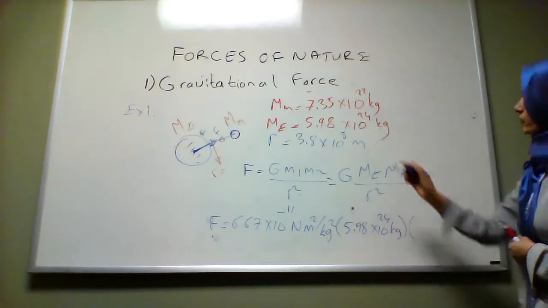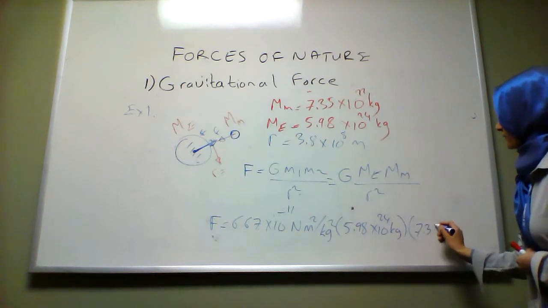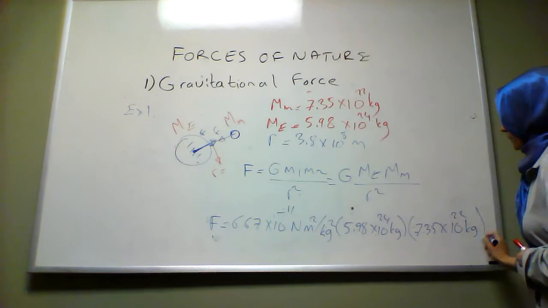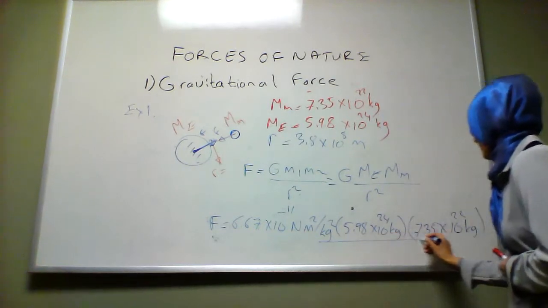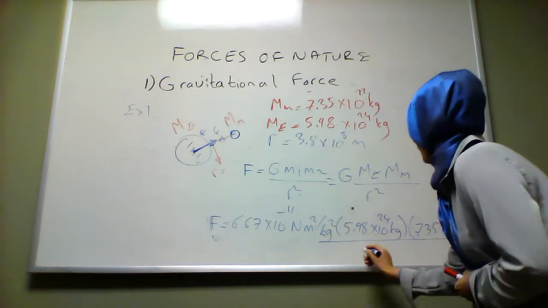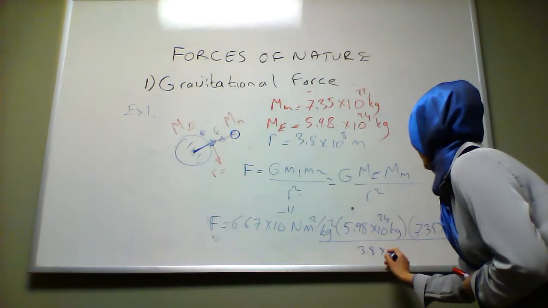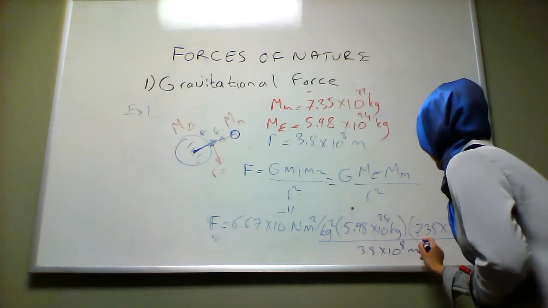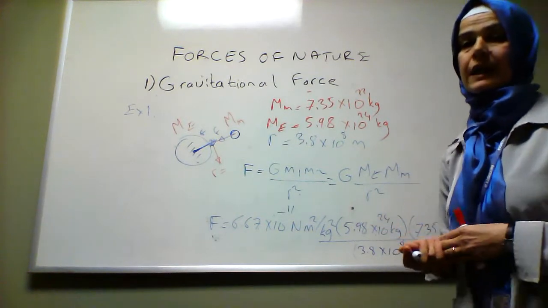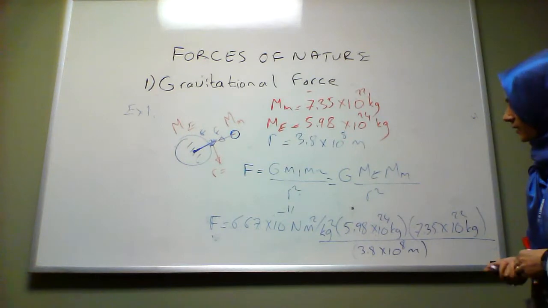My M Moon is 7.35 times 10 to the 22 kilogram. And the distance in between these two objects is 3.8 times 10 to the 8 meters. I don't need to convert any units. Every unit here was already in MKS units, so I'm good in here.